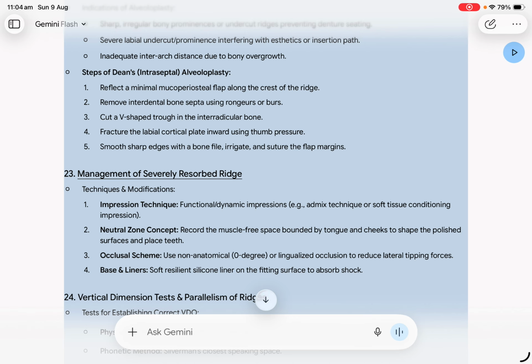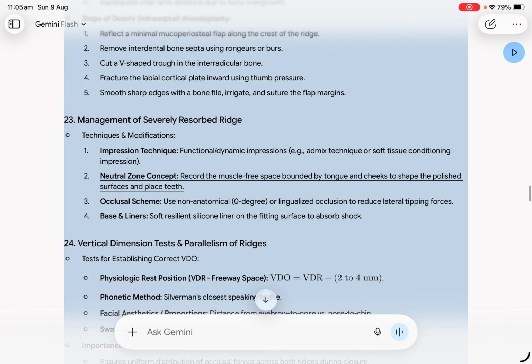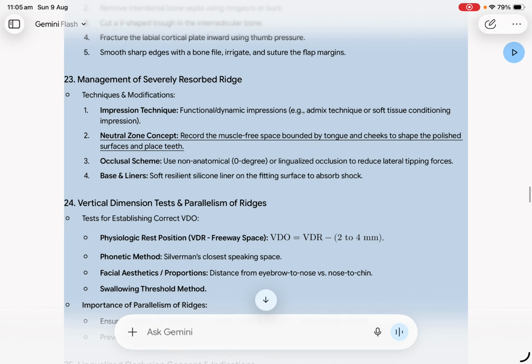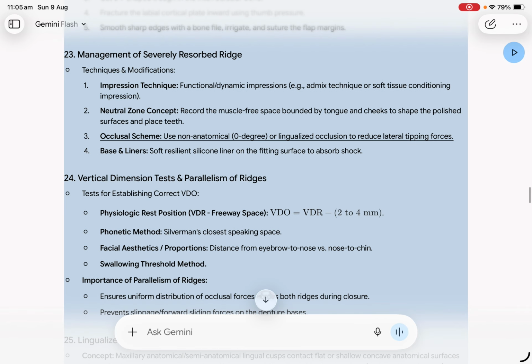23. Management of severely resorbed ridge. Techniques and modifications. 1. Impression technique: functional dynamic impressions, for example admix technique or soft tissue conditioning impression. 2. Neutral zone concept: record the muscle-free space bounded by tongue and cheeks to shape the polished surfaces and place teeth. 3. Occlusal scheme: use non-anatomical, 0-degree, or lingualized occlusion to reduce lateral tipping forces. 4. Base and liners: soft resilient silicone liner on the fitting surface to absorb shock.